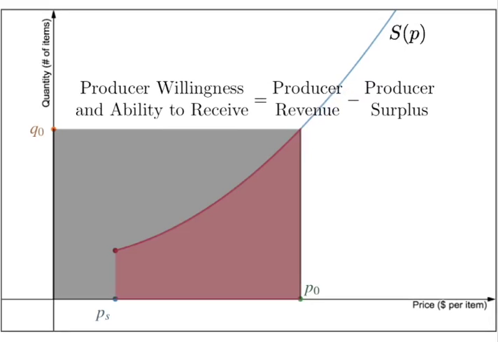We have something called the producer willingness and ability to receive. This is equal to the producer revenue minus the producer surplus. Producer revenue is the region of the big rectangle, and the producer surplus is the area of the red region. So therefore, the producer willingness and ability to receive is the gray regions you see here, or the black regions.